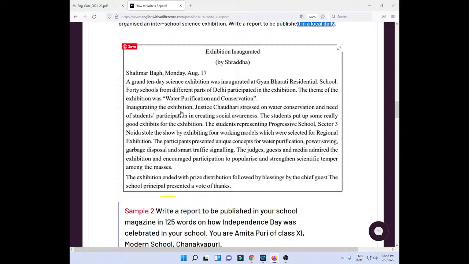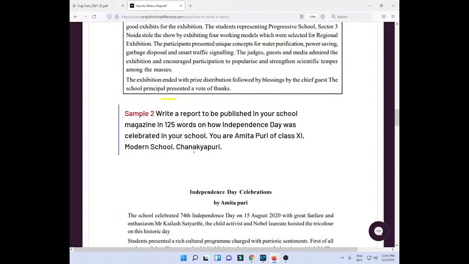This is how you have to write. When did the event take place? Where did it take place? Then what was the theme, right? Who attended or who was the chief guest? And then if it is an exhibition, what are the exhibits? And then what was the reaction of the judges, guests, media, and then the vote of thanks. So let's move on to the next example.